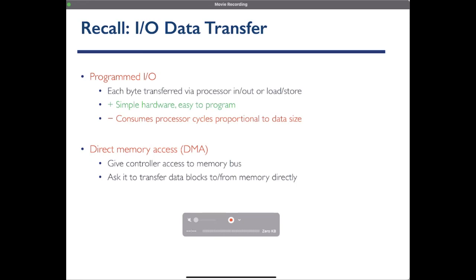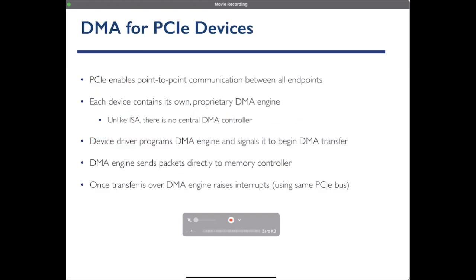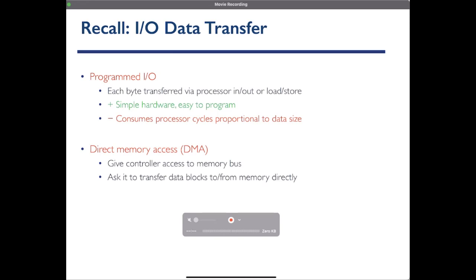Once the transfer is done, the device interrupts the CPU, telling the CPU that the data transfer is done. The upside of this is basically we're not wasting CPU cycles on data transfer. The downside is, well, it's a little bit more complicated. It requires interrupts, it requires DMA engines and all of that.